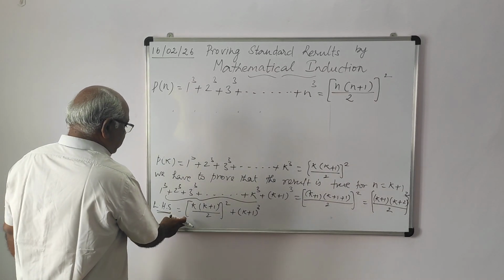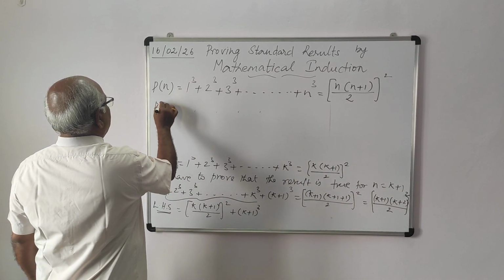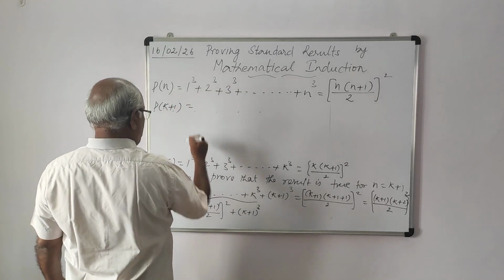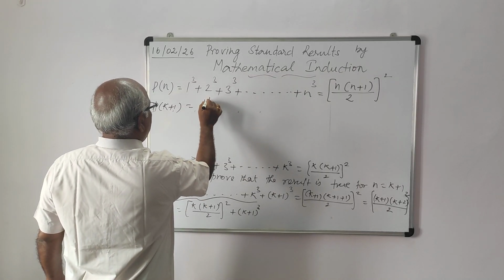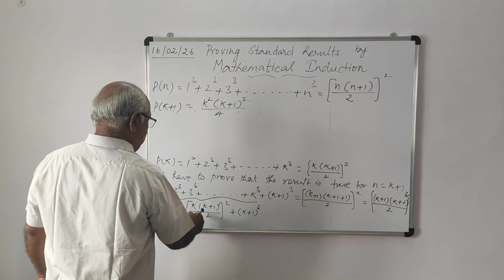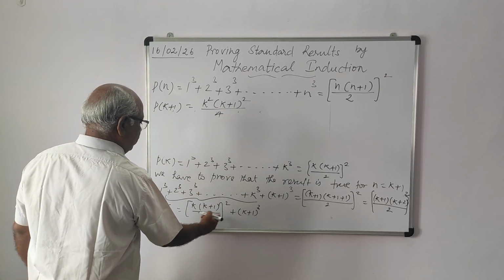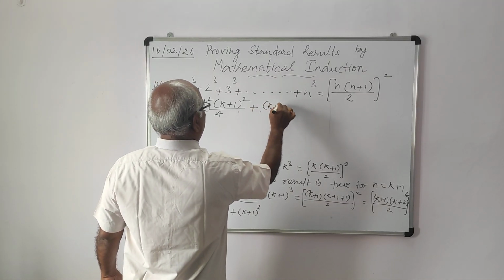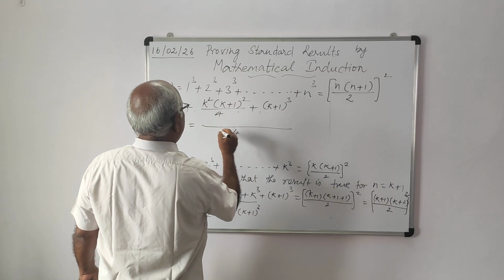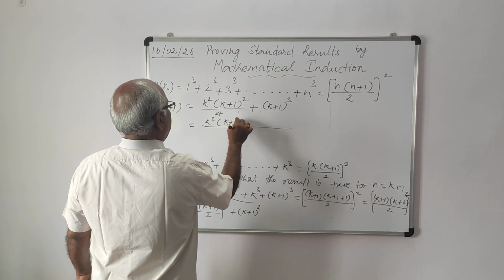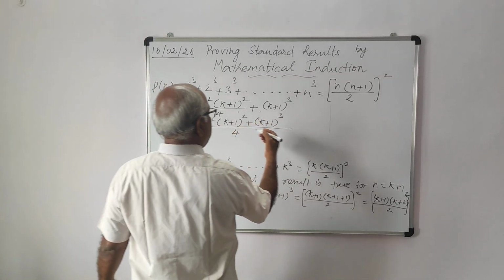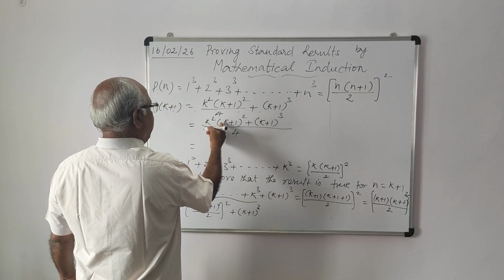See, this left hand side P of k plus 1 is k into k plus 1 whole square by 2. By taking LCM, this is k square into (k plus 1) whole square by 4, plus (k plus 1) whole cube. Okay. By taking 4 as LCM, you will get k square into (k plus 1) whole square plus 4 into (k plus 1) whole cube. From this step, you can take k plus 1 common out.